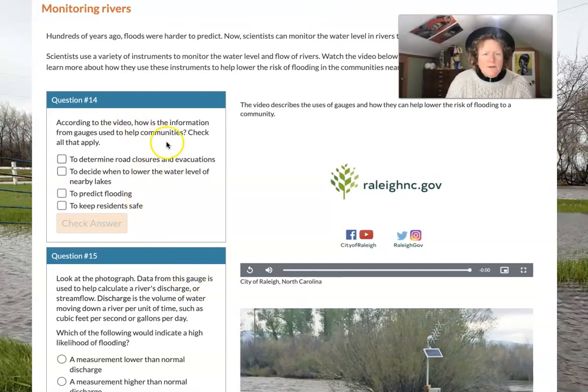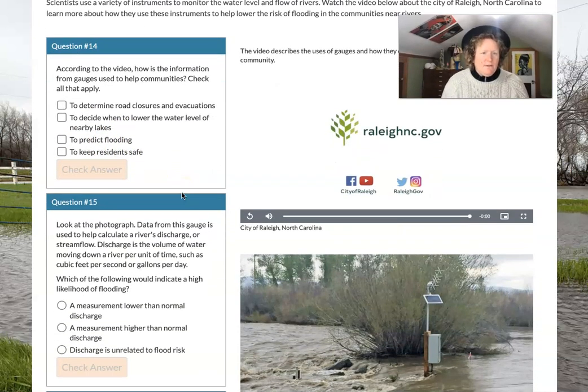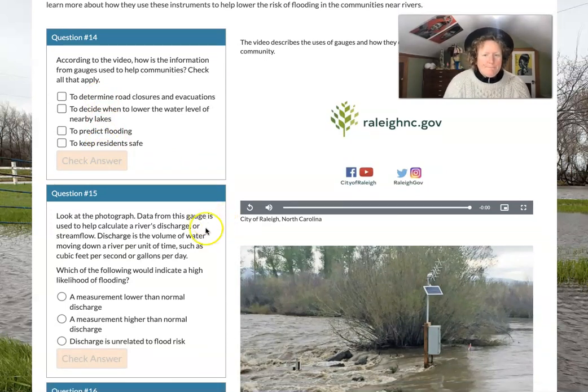So, according to the video, how is the information from gauges used to help communities? Check all that apply. It determines road closures and evacuations, determines when to lower the water levels of nearby lakes. Basically, that would be a dam release. They lower the gates on the dam a little bit to let some water out. To predict flooding, to keep residents safe. You can put in your answers and check them.